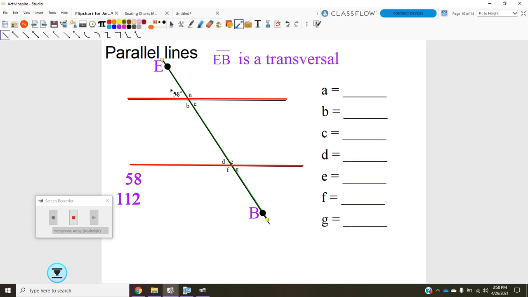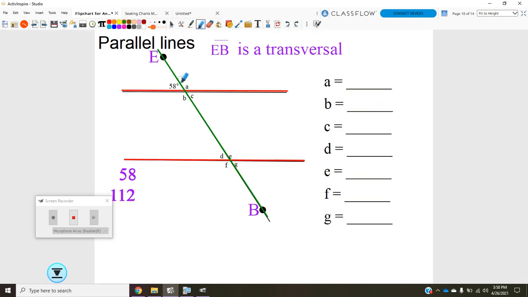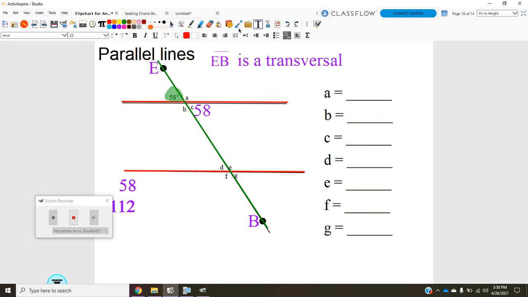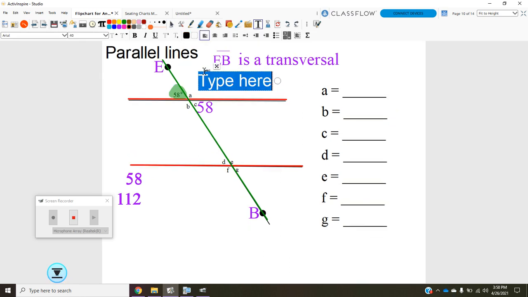Now up here in this corner, in this angle right here, it's saying that this angle is 58 degrees. So the special thing that happens with parallel lines is that the angle that's across from it is also going to be 58 degrees. Okay, because they're vertical. The angle next to the 58 degrees is supplementary. So I'm going to be subtracting to get angle A. I'm going to be doing 180 minus 58, and I'm going to be getting 112 with that.